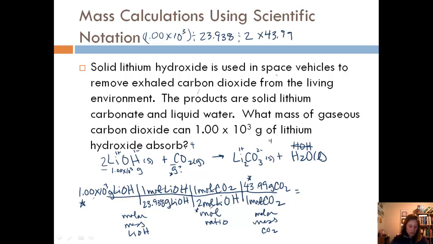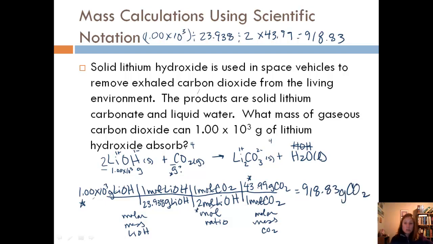So divide by 23.938. Again, you could also do this along with me. It's not bad practice. Okay, and we end up with 918.83, so let's get that down here, 918.83, this is grams of CO2.